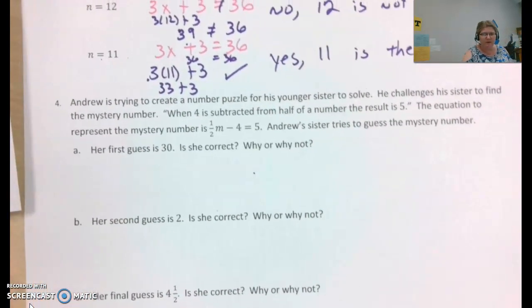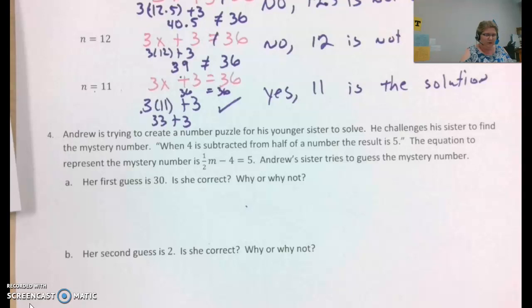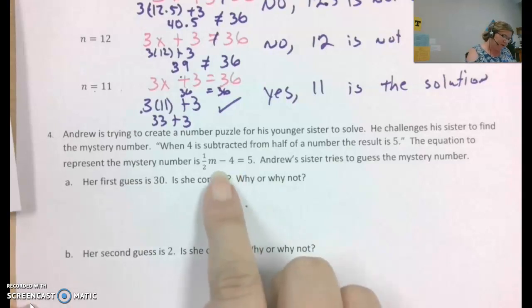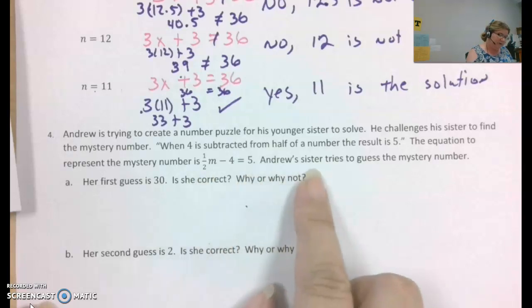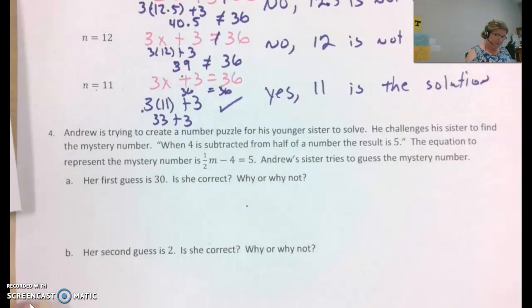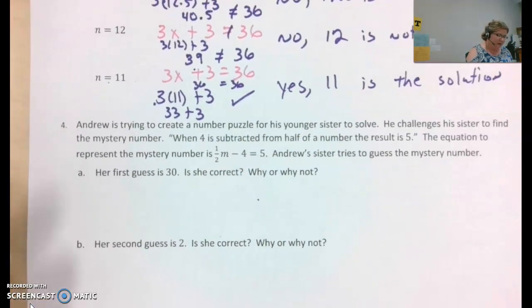One more question. Looks like another mystery number. Andrew's trying to create a number puzzle for his younger sister to solve. He challenges his sister to find the mystery number. When 4 is subtracted from half a number, the result is 5. Andrew's sister tries to guess the mystery number. And we have some guesses here, and we're trying to find out if she's correct.